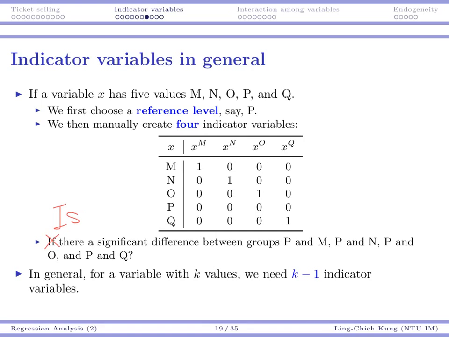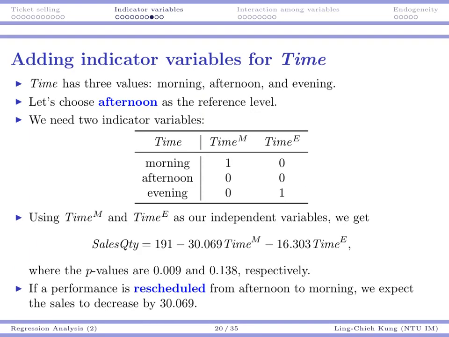Okay? So in general, if we have a variable which has k values, then we need k-1 indicator variables to represent that single variable. And then we will put all those indicator variables into our model. Okay, so that's coming back to our example. We know we have a variable called time. Time has 3 different values. So we need to first choose a reference level. Let's choose afternoon.